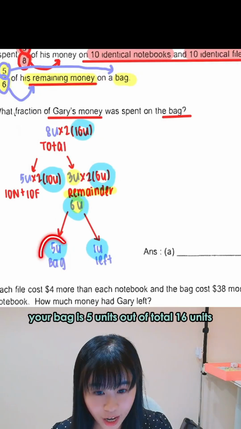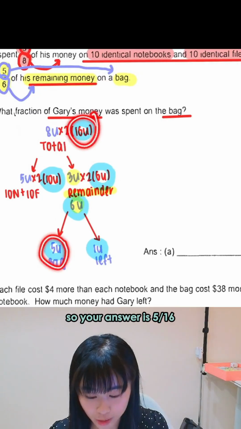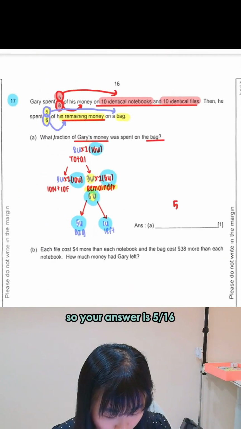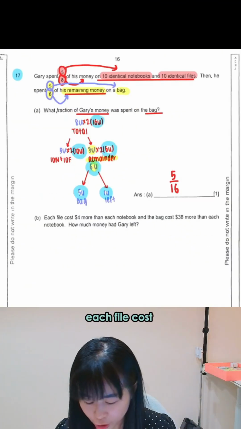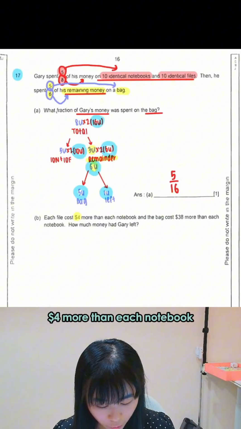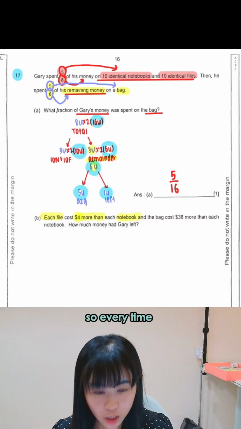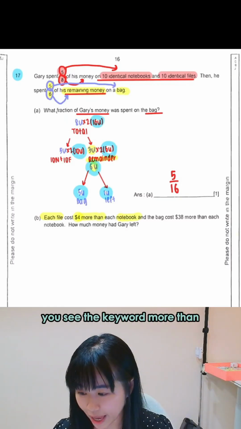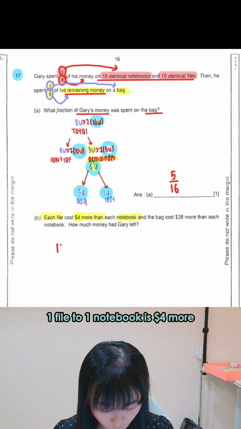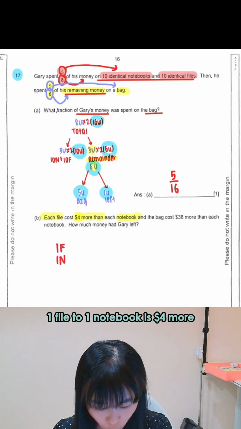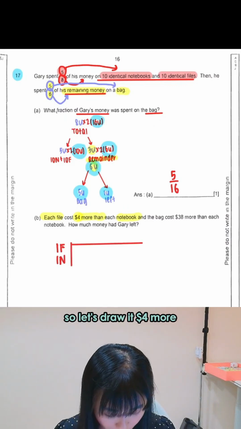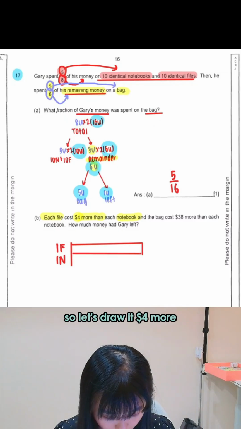Your bag is 5 units out of a total of 16 units. So your answer is 5 over 16. Each file costs $4 more than each notebook. So every time you see the keyword "more than", you will draw your model already. 1 file to 1 notebook is $4 more. So let's draw it. $4 more.